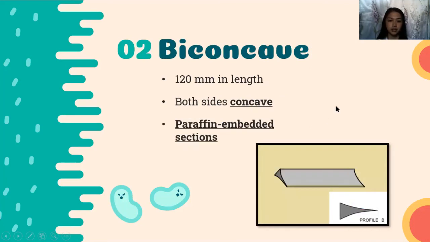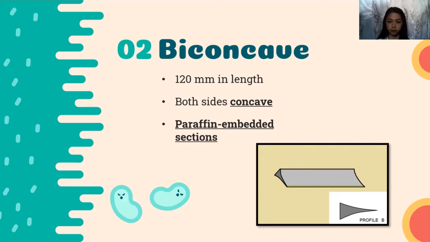Next type of microtome knife is a biconcave. This is usually 120 millimeters in length and both sides are concave. That's why it's called biconcave. And it is recommended for cutting paraffin embedded sections on a rotary microtome.